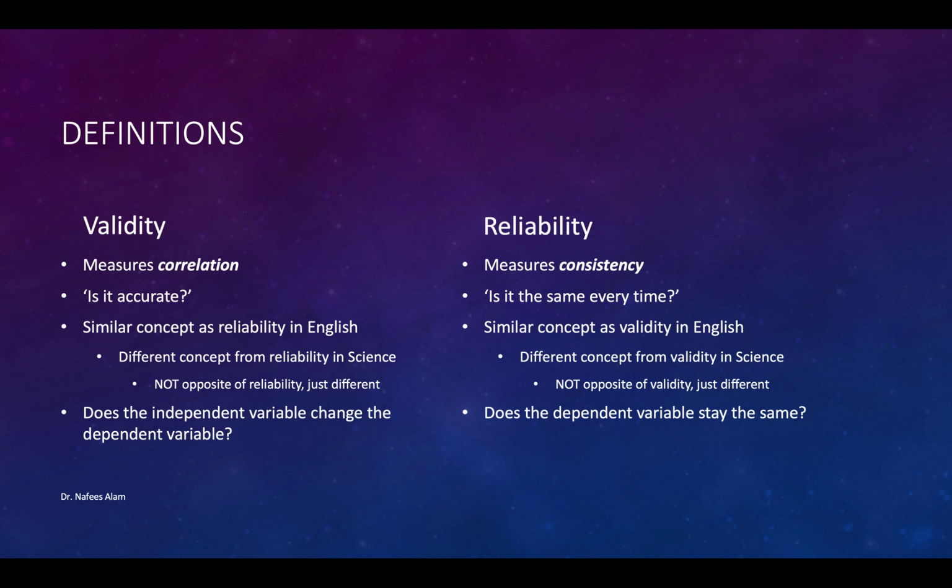We've been talking about how validity and reliability in English and in science are just different. In English, they're used interchangeably. You might even think of them as synonyms in some ways. And in science, they're not antonyms, they're just different concepts. In the context of variables, with validity, you want to think of whether or not the independent variable changes the dependent variable. And with reliability, you want to think of whether or not the dependent variable stays the same.